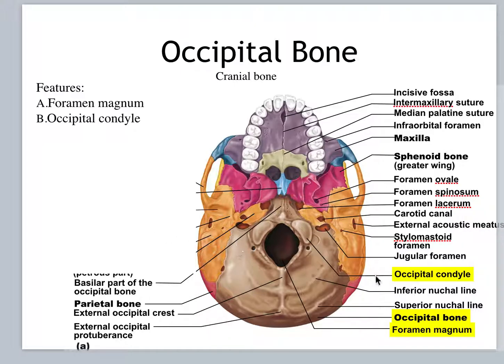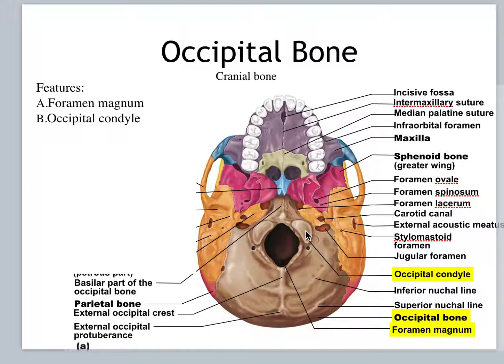The first is the foramen magnum. Foramen means hole, magnum means big, so this literally means big hole. This is the opening in the base of the skull where the spinal cord exits the brain cavity. This connects the spinal cord to the brain through this foramen magnum.